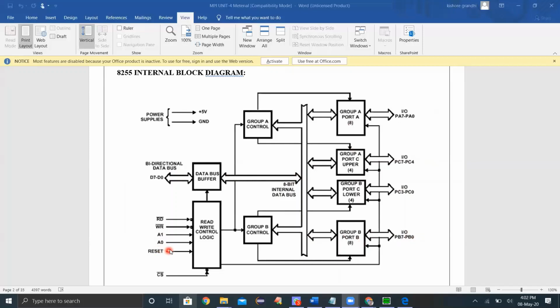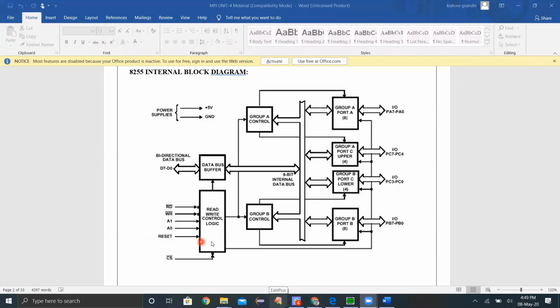If A0 and A1 are 10, then port C is used to transfer data between input-output devices and the 8086 microprocessor. And if A0 and A1 are 11, the control register is used to transfer data between input-output devices and the 8086 processor.